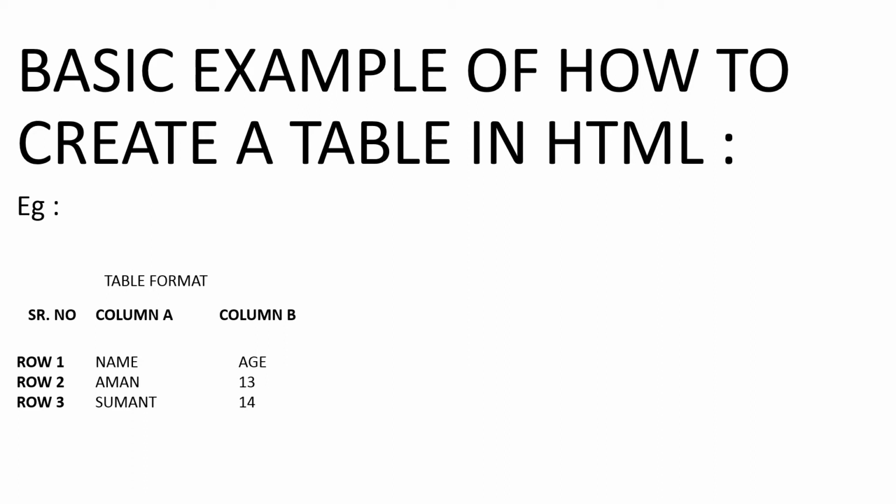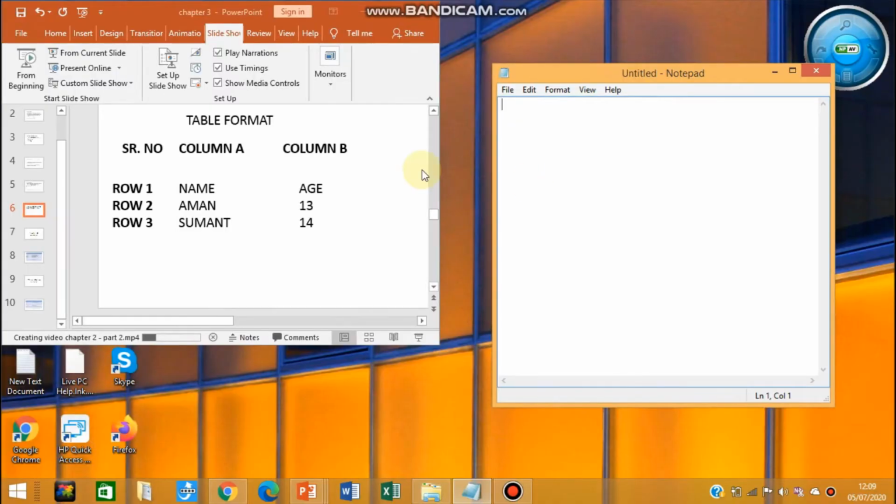So let us start. Now we will see how to create this table using the HTML code. First you have to open the notepad to write this code for the table. I have minimized this slide and the notepad so you can see clearly which tag we are using for what purpose. After opening the notepad, this is the blank notepad you will get.